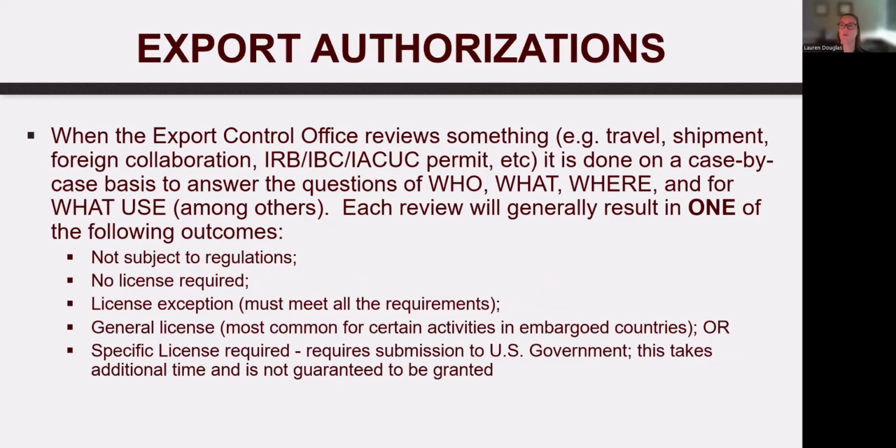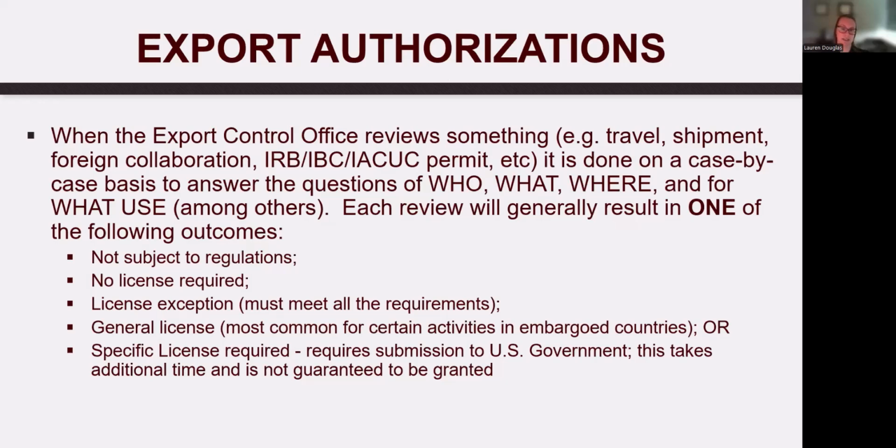All right. So the things that we do are making sure that we're authorized to do the research, to handle the items, to do the work that we want to do. And so when our office or an export control office reviews something, whether it's travel, shipment, foreign collaboration, or an IRB permit because the person wants to go work in a foreign location, this is going to be done on a case-by-case basis to answer questions of who, what, where, for what use. And there's likely going to be one of the following outcomes.